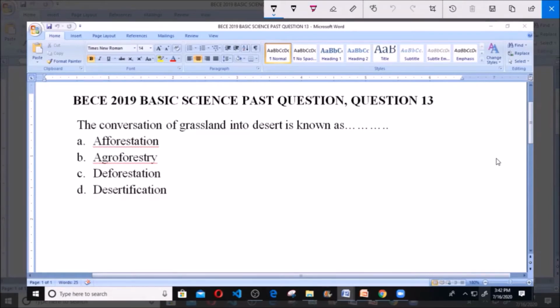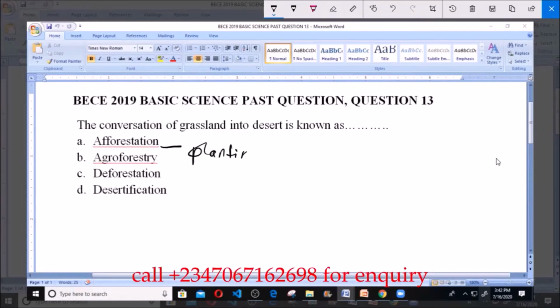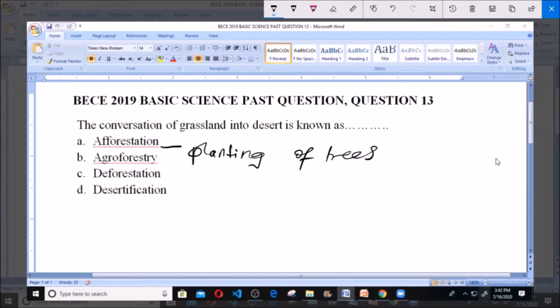So we are going to start with afforestation. Now afforestation simply means the act of planting trees. And definitely when you engage yourself in tree planting, you are not converting a grassland to desert. Instead, you are trying to make up a grassland.